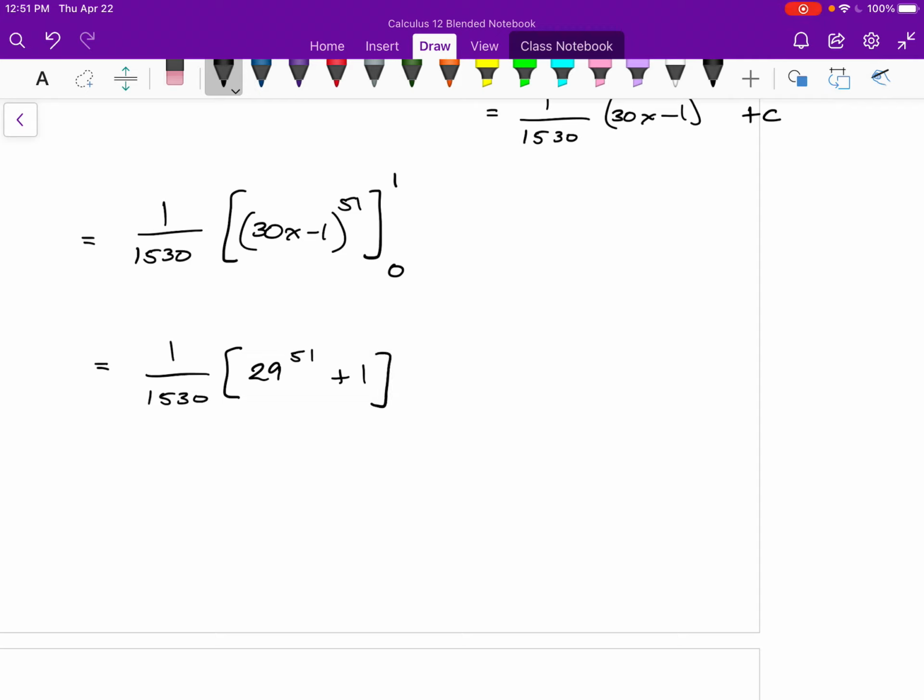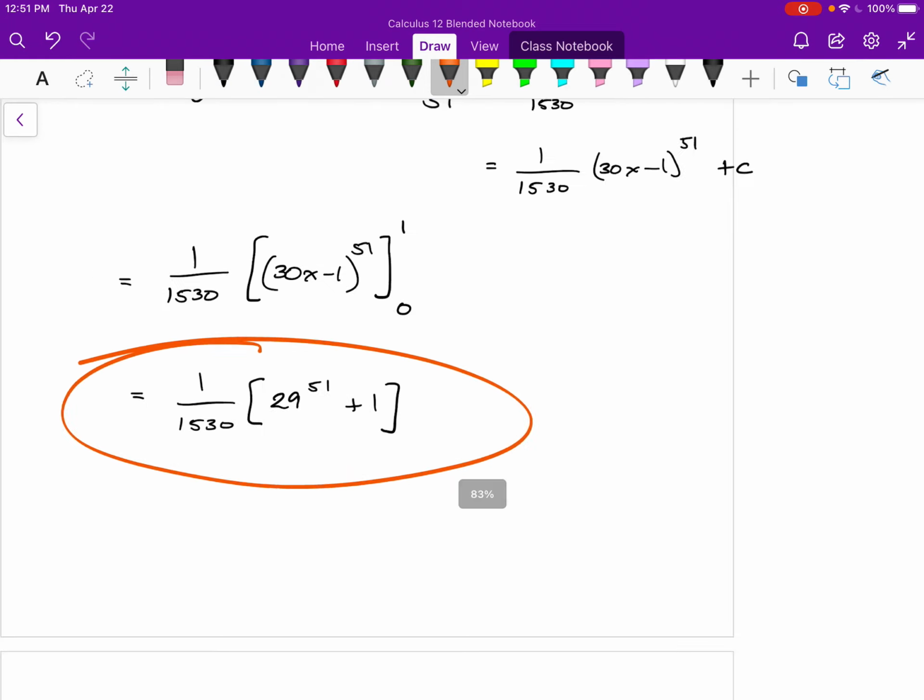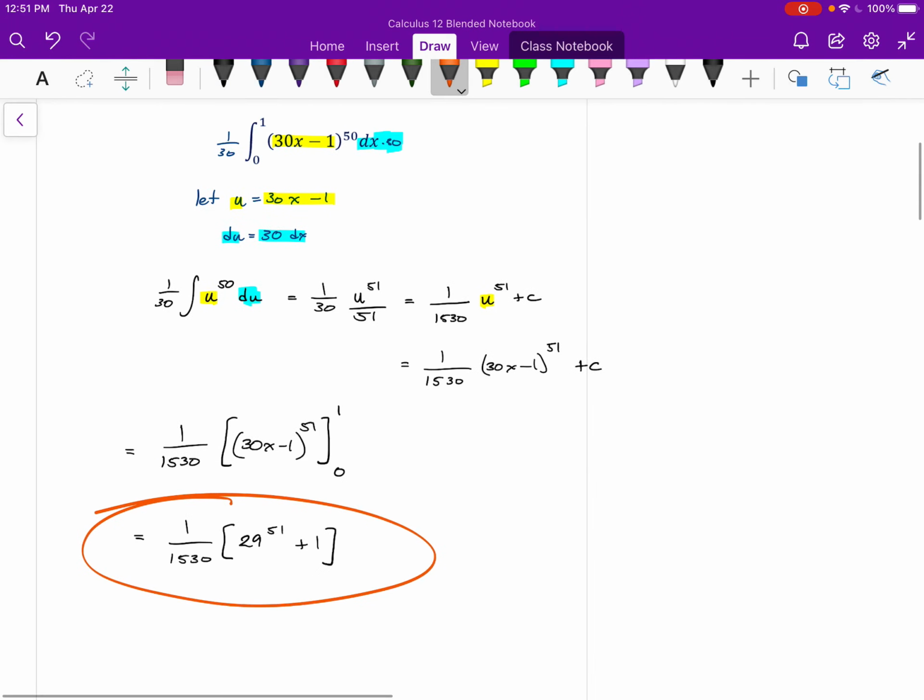I could write it as 29 to the power of 51 plus 1 over 1,530, but I don't really care about that. And again, I could go to my calculator. It's clearly going to be a very, very large number in scientific notation. Let's just leave it like this. So notice, I had a definite integral, and I had to, at some point, use this fundamental theorem of calculus right here. But really, most of my work was just finding the antiderivative.